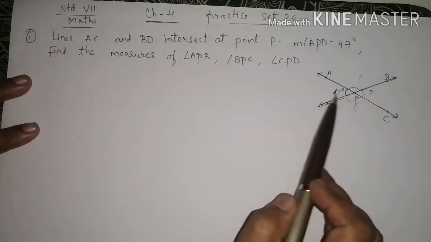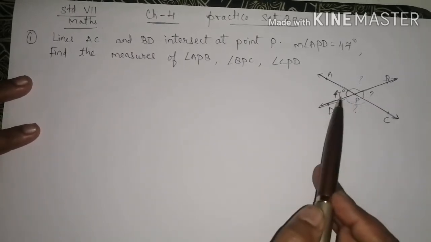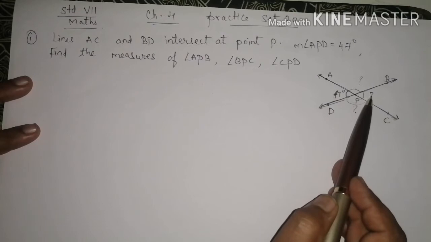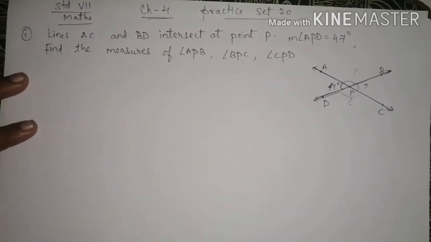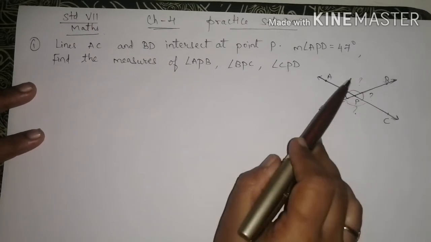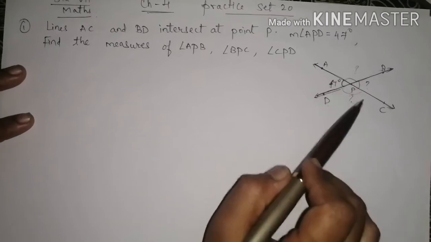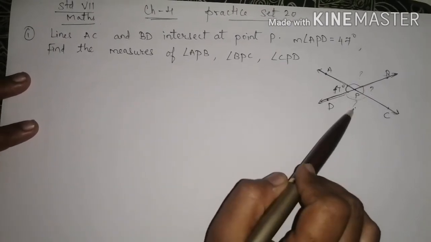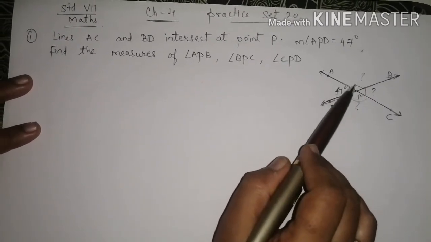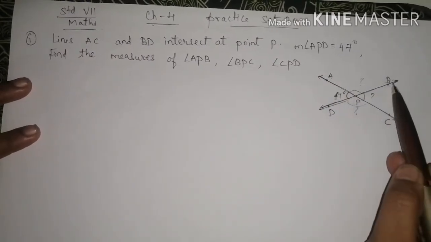Children, this I can get easily because for APD, BPC is opposite. If this is 47, this one will also be 47. Why? Because we have seen the property now. Vertically opposite angles are equal. But what about these two angles? This angle is not given to me. If this had been given, I would have said this is also the same. But my first work is that I have to find out this angle APB first.